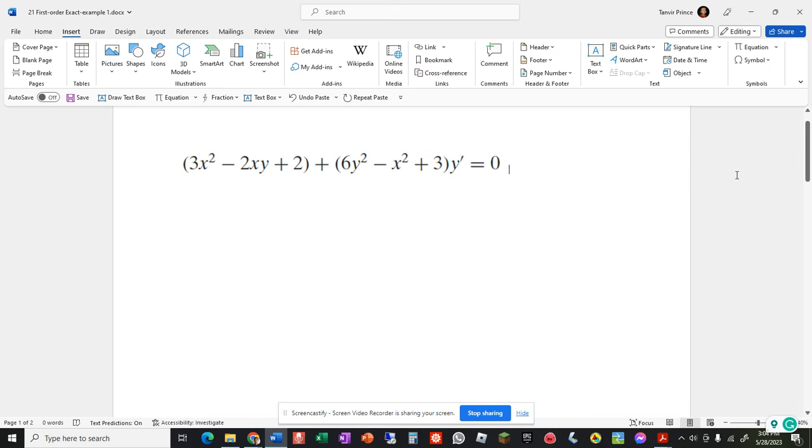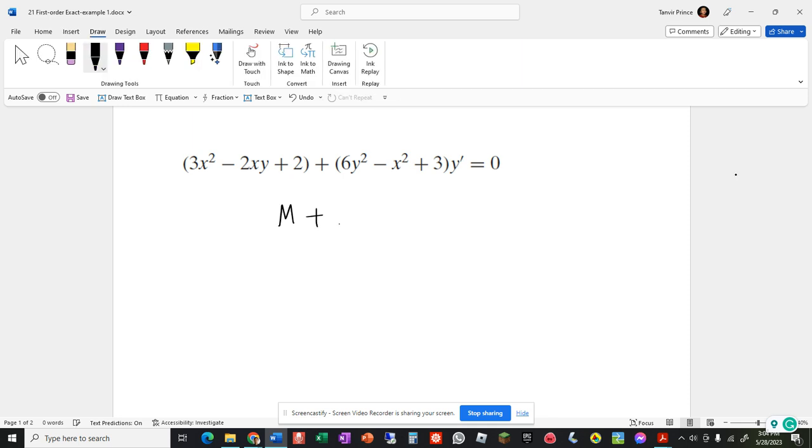Hello. In this episode, we will look at our first example of an exact first order differential equation. Remember, any exact first order differential equation, when written in this way, M plus N y prime equal to 0, by definition, the following must be true. So this is how you check that a first order differential equation is exact or not, which we went over in the last episode. How to check before you try to find the function phi?